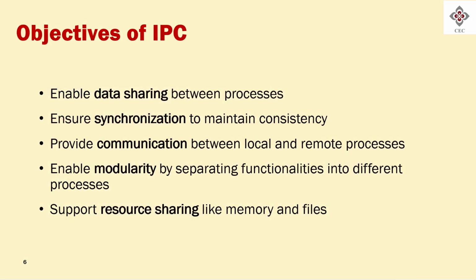The main objective of IPC is that it enables data sharing between processes, and it provides the synchronization mechanism, which is essential for accessing the data exclusively meant for a particular process at a particular instant of time. And we have mechanisms that provide communication between local and remote processes, and we have modularity in separating functionalities into different processes. So, we have different advantages of inter-process communication among multiple processes, and also limited resources like memory and files can be shared between processes. So, these are the main objectives of IPC.